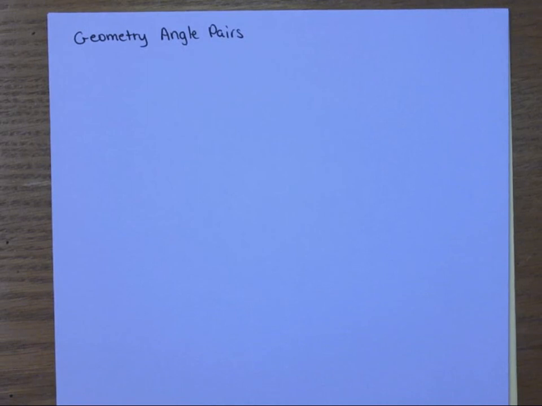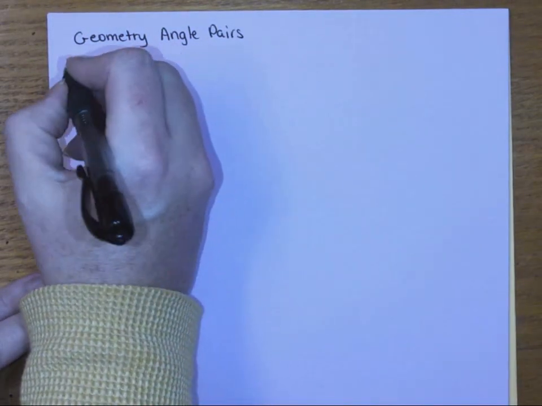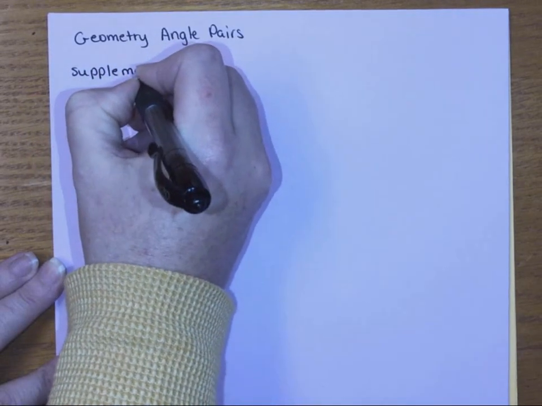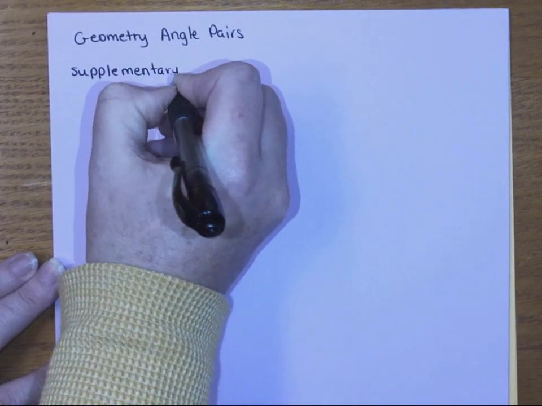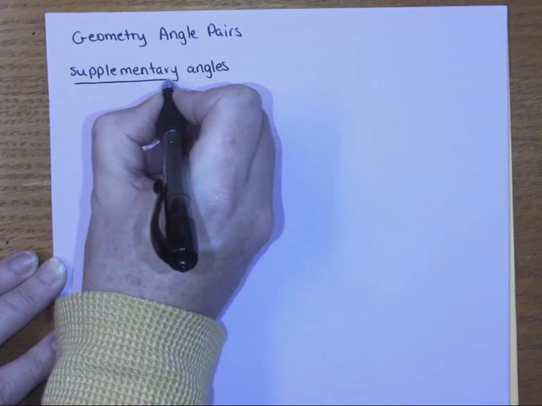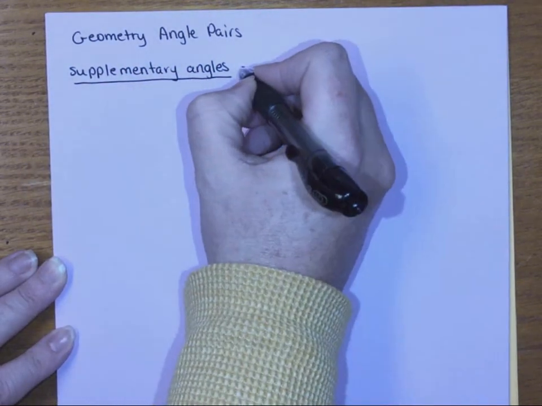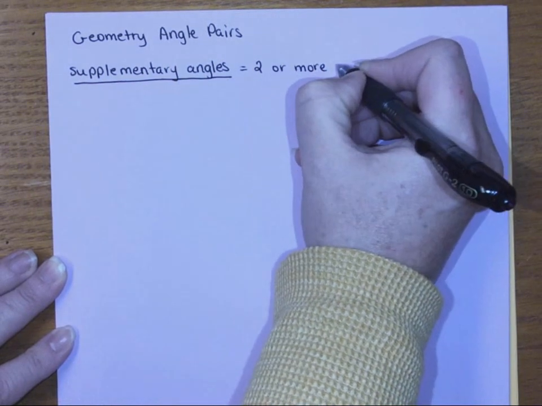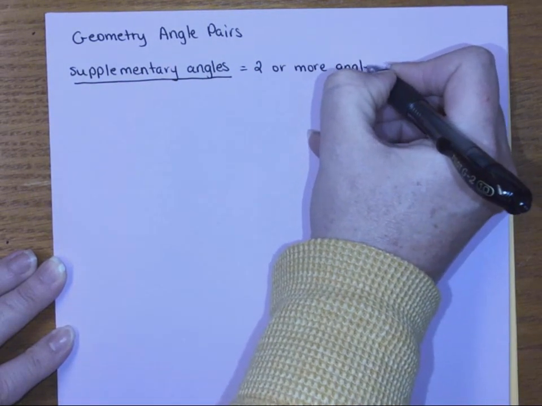All right, so we're going to continue our discussions about geometry. Specifically, we're going to look at some angle pairs today. And so there's some terms that I definitely want you to be aware of. So this lesson is going to be pretty heavy on the terms and the explanations. So supplementary angles are two or more angles that add up to 180.